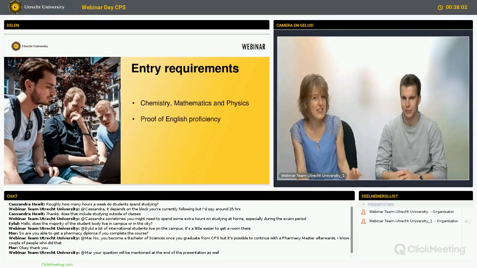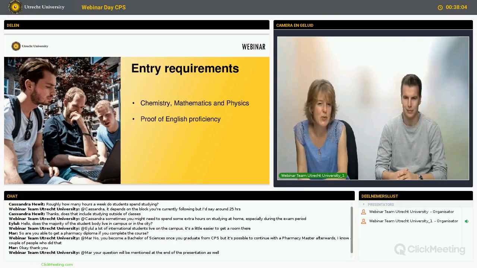Then if you are really interested in applying to CPS, we do have entry requirements. You need chemistry, obviously, mathematics and physics. There's no biology there, but of course, if you did have biology, it's very helpful. In the past, we had some applicants that did not have biology, but they eventually did it well.